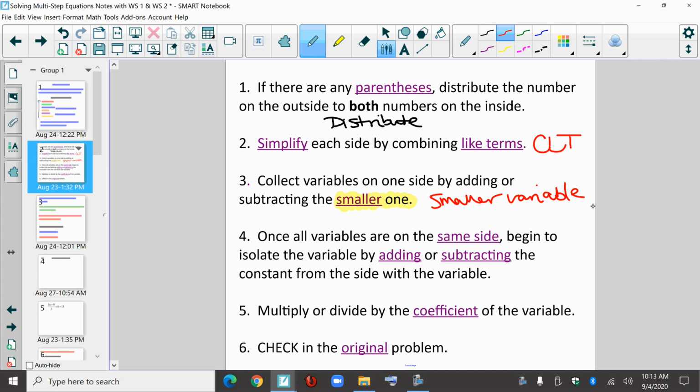Once all the variables are on the same side, then begin to isolate the variable by adding or subtracting the constant from the other variable. Again, let's say constant. Constant is going to be the number without the variable, okay? So it's the number without the variables. This is the number that we're talking about. Then you're going to multiply or divide by the coefficient. Remember, a coefficient is the number attached by multiplication to the letter. And then you can check to make sure that you're right to see if the left-hand side equals the right-hand side.